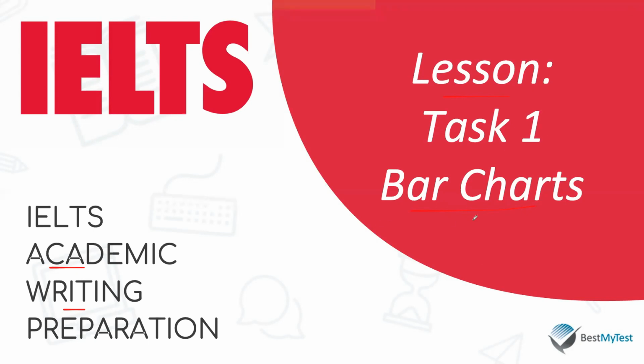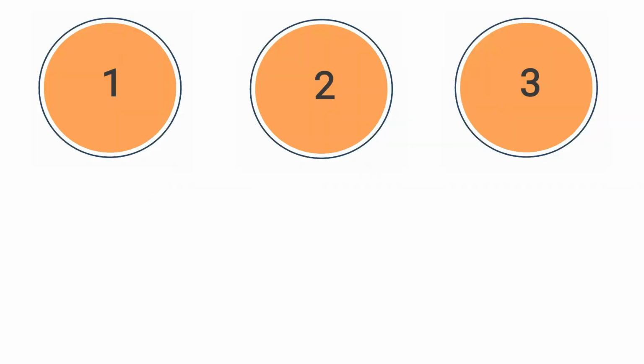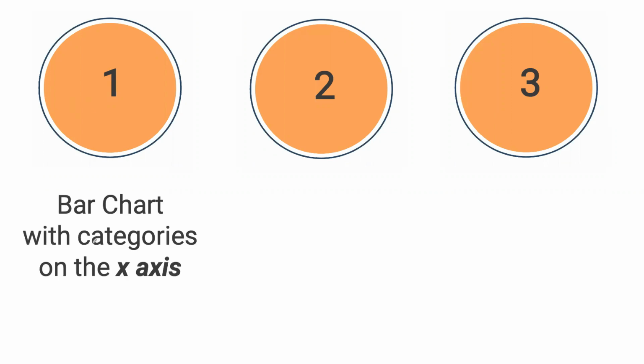I'll show you a nice guide that you can use for your own practice, and then we will go through a step-by-step example essay together. Let's get started. Now, there are 3 very common situations that you'll see when presented with a bar chart. We are not going to look at all 3 of these in this video, but we will look at 3 examples of the first example, which is bar chart with categories on the x-axis.